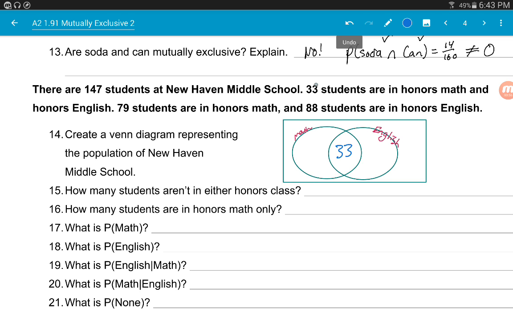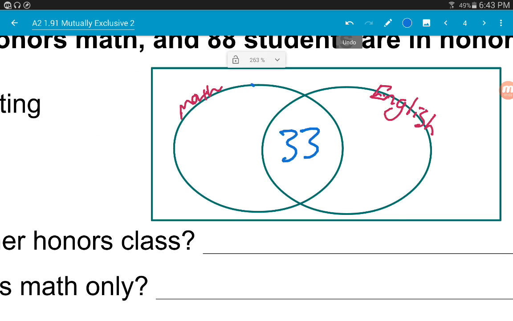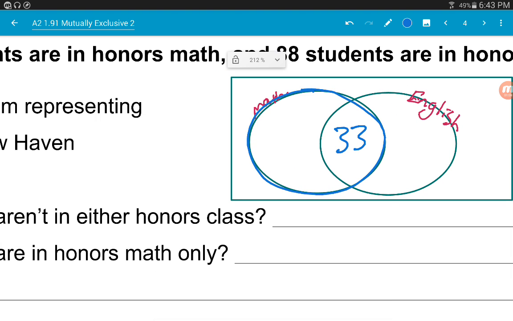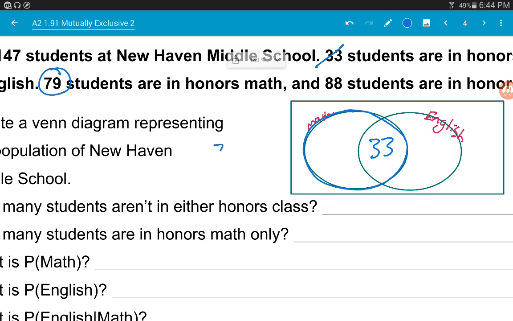Now, I've used that number. 79, those are the people that are in Honors Math class. So this circle right here should add up to 79 people. There are already 33 in there. So 79 minus the 33 that are already represented leaves me with 46. So there are going to be 46 students over here. Let's see if I can erase that blue mark. Yeah, there we go.